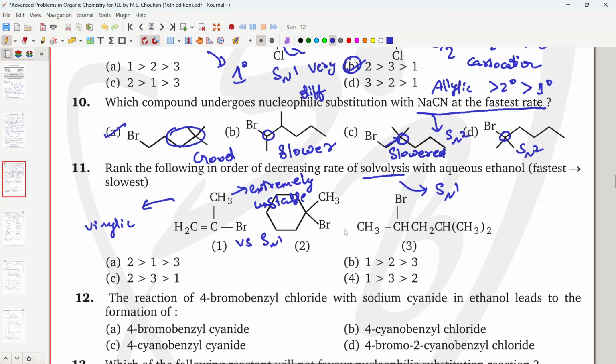Now for two, 1-bromo-1-methylcyclohexane. The loss of Br gives a tertiary carbocation, which means SN1 is the fastest because it's highly stable. Now for three, this is a secondary bromide. The loss of Br would give a secondary carbocation, which is an intermediate. Therefore, it goes in the order 2 greater than 3 greater than 1. That means option C.